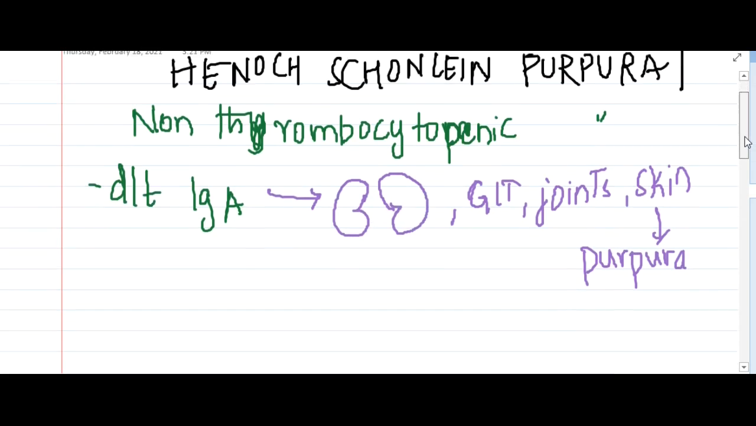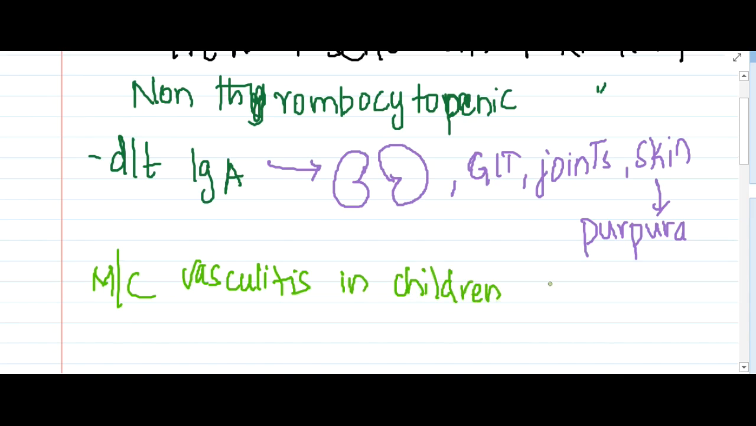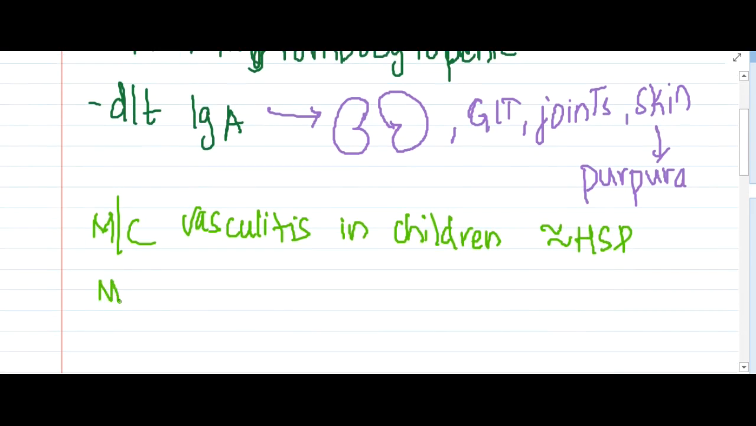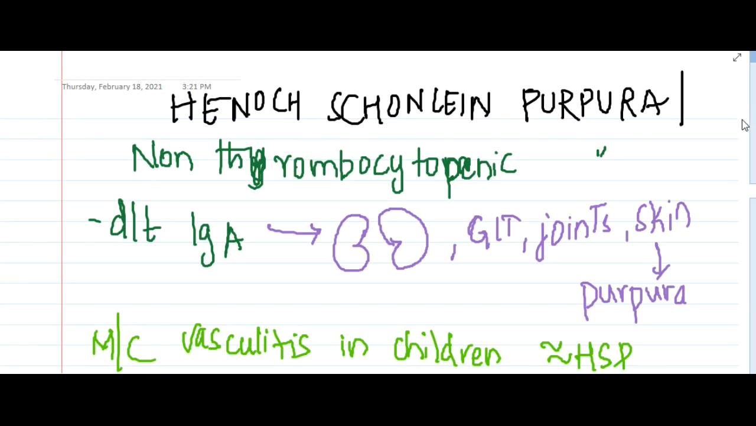Then we have one important one-liner about Henoch-Schönlein purpura. This is actually the most common vasculitis in children. If you were asked what is the most common vasculitis in children, this is Henoch-Schönlein purpura. If you were asked what is the most common vasculitis in children which is associated with death, then the answer will be Kawasaki disease. So this is about Henoch-Schönlein purpura. Thank you for watching.